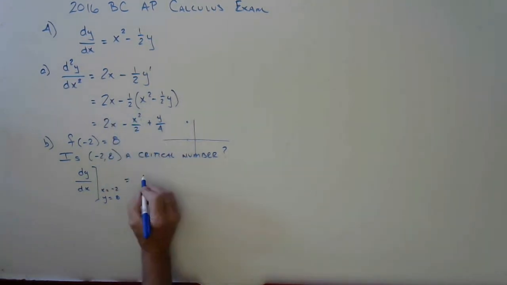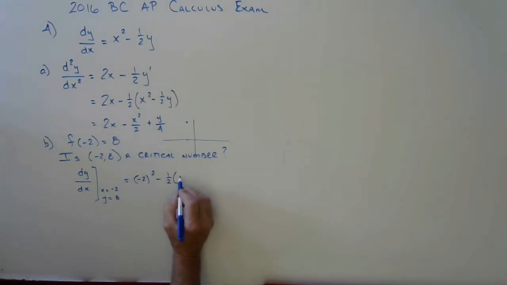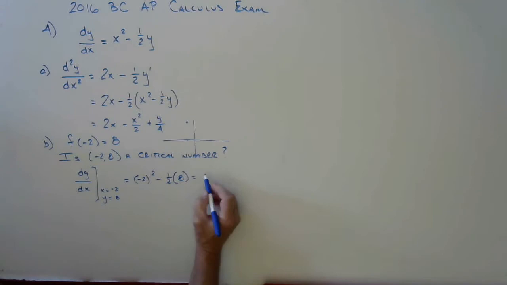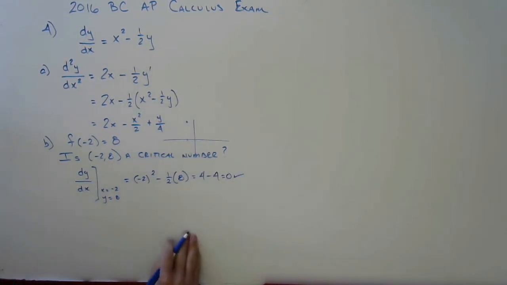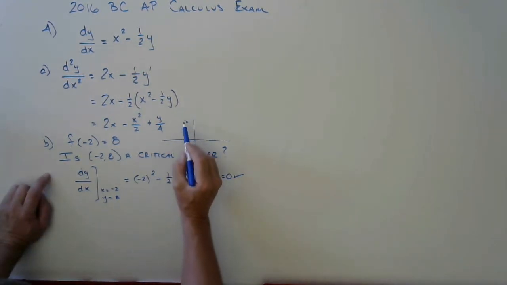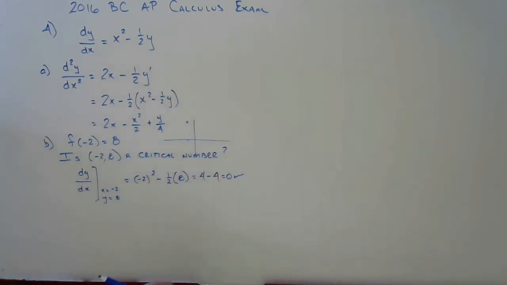We get -2 squared minus 1/2 times 8. That gives us 4 minus 4, which equals 0. So this is a critical number. Okay, it is a critical number. What does that mean? It means here the derivative is equal to 0. Now, what's happening as we approach this point?